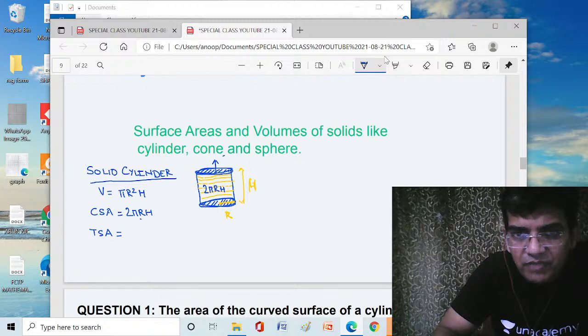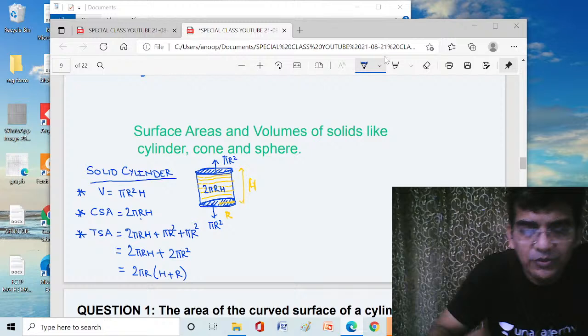So this is the formula, and this can be further arranged by taking 2 pi r common. If I take 2 pi r common, I am left with h plus r. So this is the formula for total surface area. So you have to remember these three formulas: one for the volume of a cylinder, one for the curved surface area of the cylinder, the other one for the total surface area of the cylinder. Hope this much is clear to you.